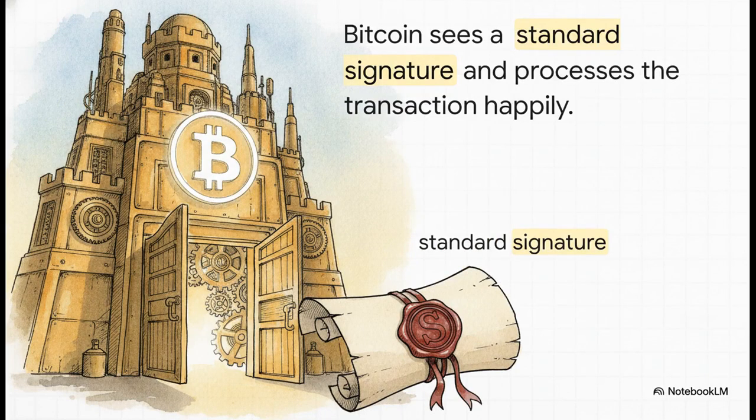So the crucial point is what happens next. The math is complete. When this fused signature is presented to the Bitcoin network, it looks completely unremarkable. To Bitcoin, it appears as though it was signed by a single person using a standard single private key. It checks the math, everything aligns perfectly, and Bitcoin happily processes the transaction without a second thought.